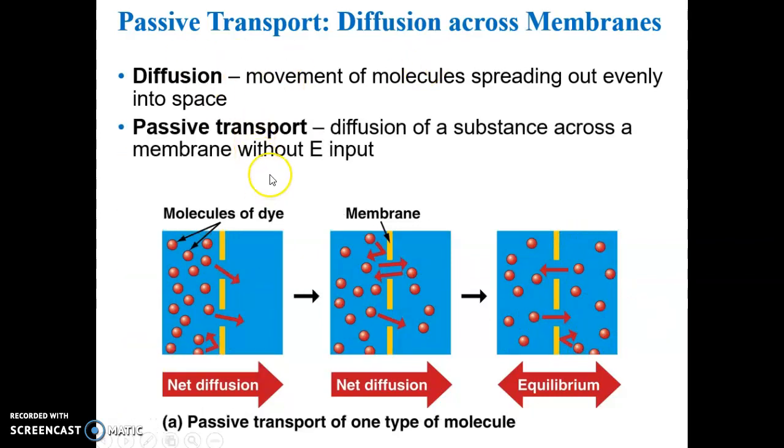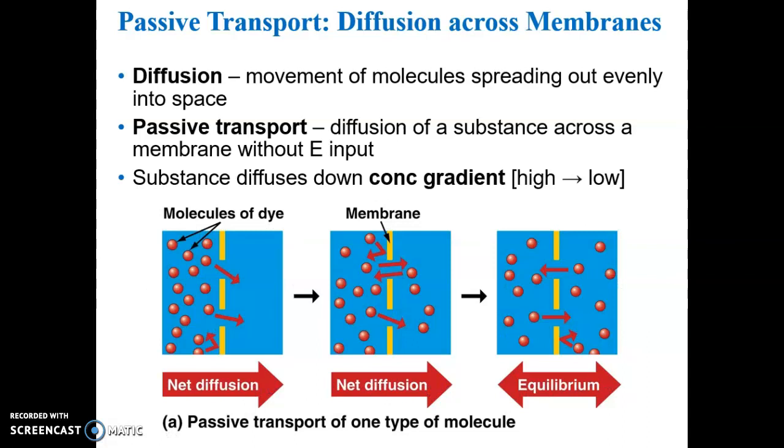Okay? So this is a passive transport mechanism. Diffusion of a substance across a membrane with no energy input required. What's pushing the substances across is the concentration gradient. Substances will diffuse down their concentration gradient from high to low. And you have natural experience with this.